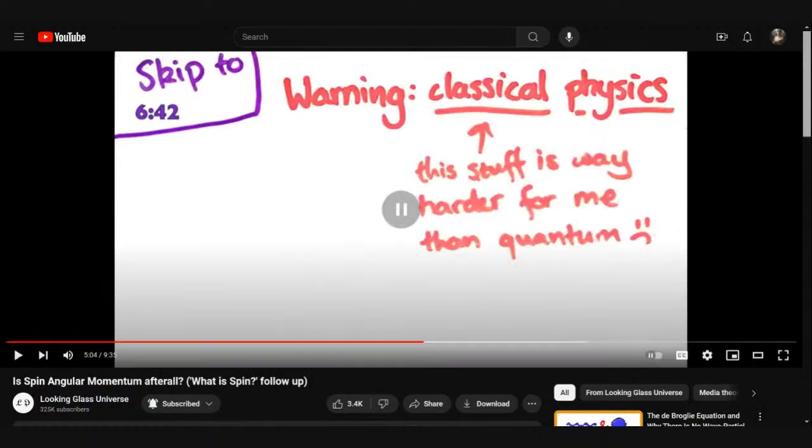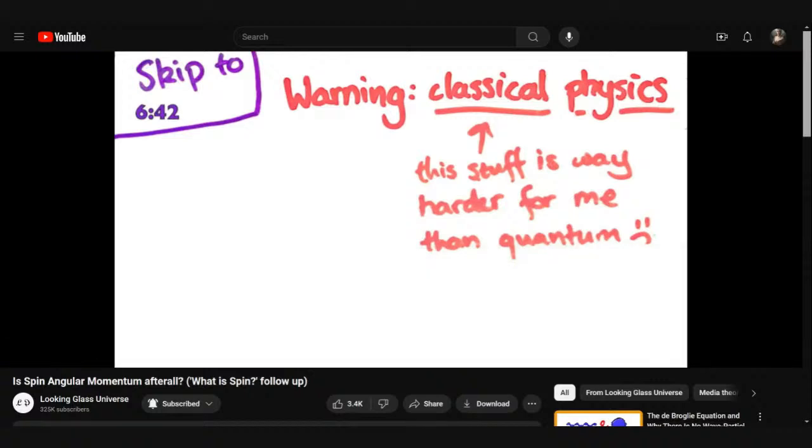For this explanation, we need our... Isn't this just basically precession, like normal precession? Okay, we'll see her explanation. Warning: classical physics, this stuff is way harder for me than quantum. Our classical mechanics. I'll do my best to explain this, but it took me ages to understand this properly, so don't panic if it's confusing.